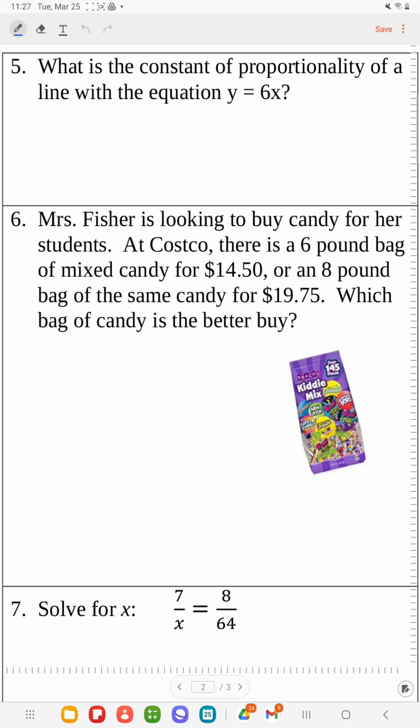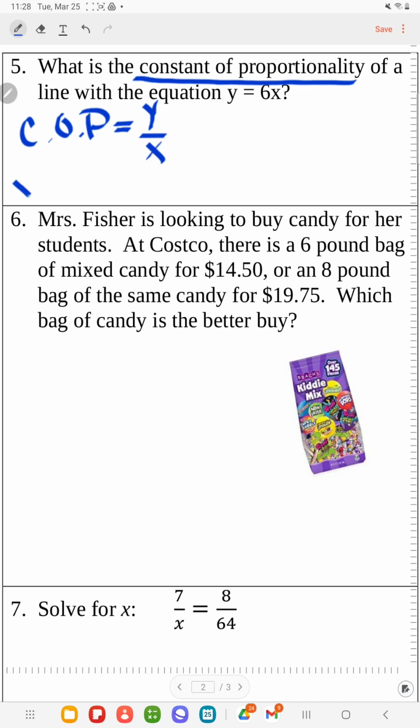The back of the worksheet: what is the constant of proportionality of a line with an equation y equals 6x? So they want our constant of proportionality, which we keep referencing as the COP. We know the formula for that. However, do we need it for this question? Am I going to calculate something out of this?